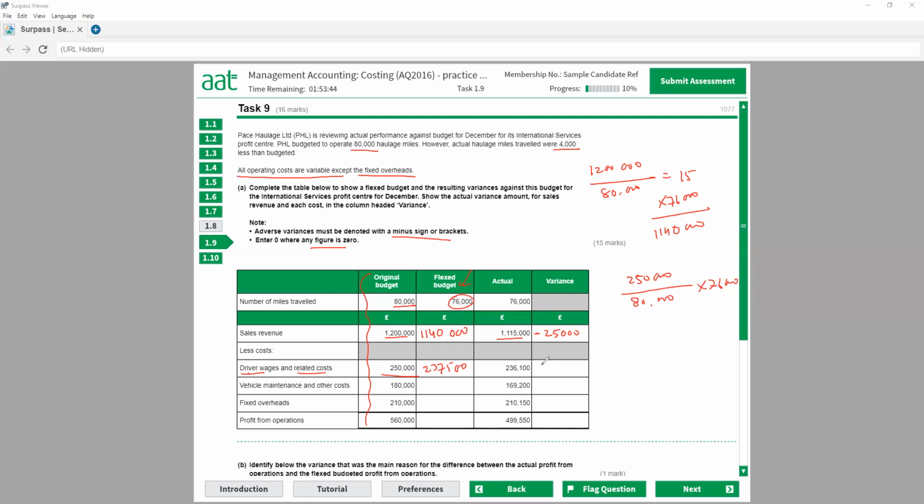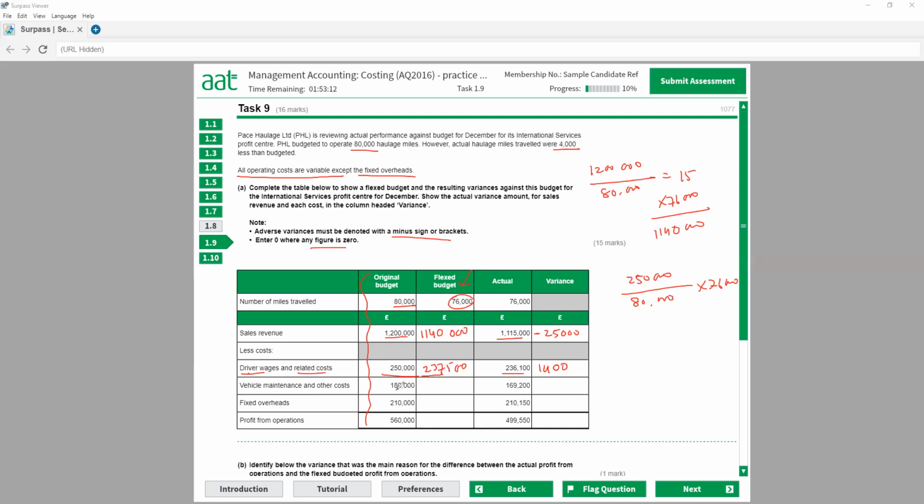And the difference here is my actual is 236,000. So my direct driver wages cost is supposed to be 237,000, but actual 236,000. So it is less. If the cost is less, it is good for me. So I said it is favorable. The difference is 1,400. If the cost is less, it is good for me. If the revenue or profit is less, it is bad for me. Good is favorable and bad is adverse.